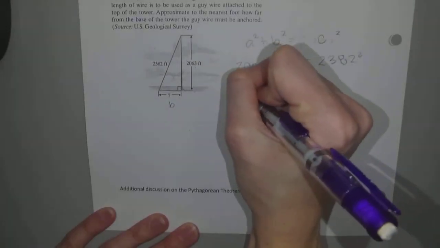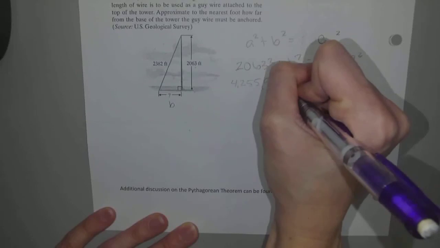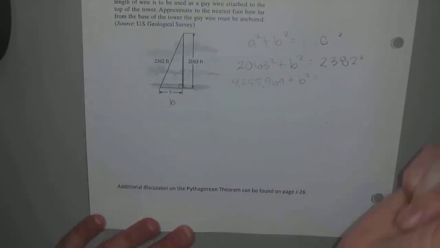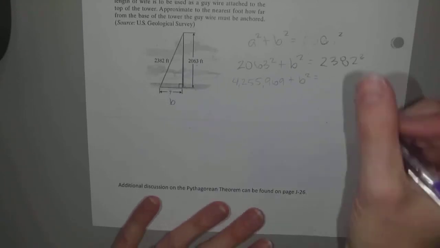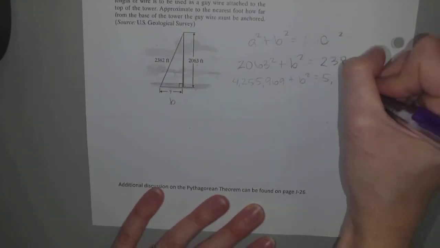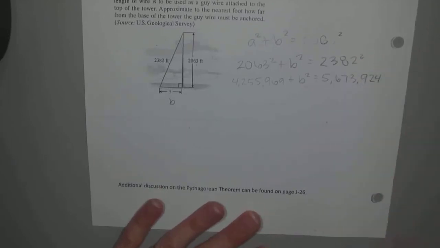So throw that in your calculator, 2063 squared, it's big. What do we get? 4,255,969 plus B squared equals, this will be even bigger, 2382 squared. Make sure if you worked ahead that you're getting the same things I am, because I could be messing up even. Does that look right so far? Yeah. Isn't that crazy big numbers?